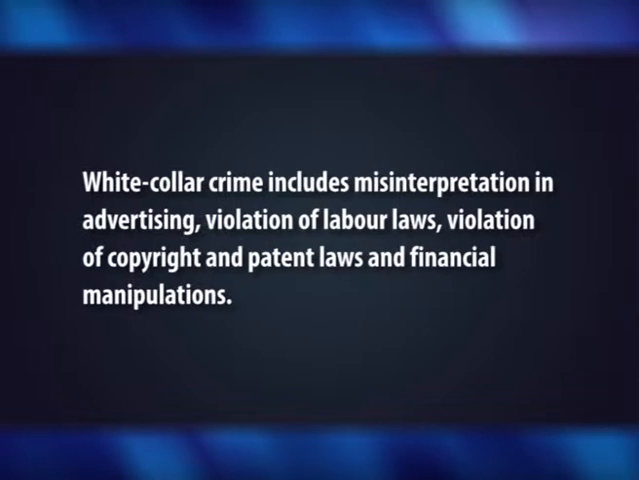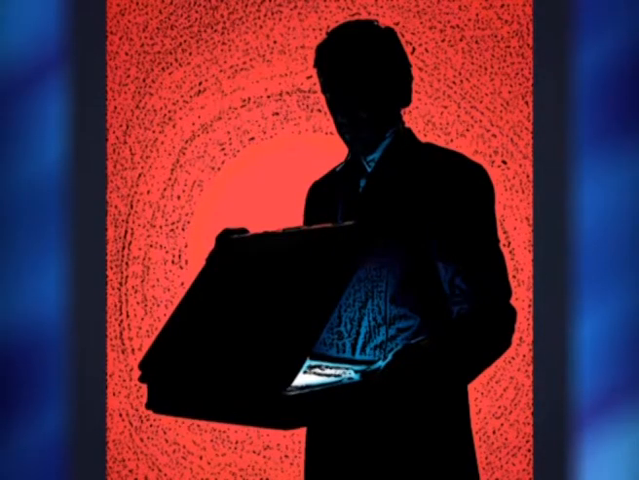White collar crime includes misinterpretation in advertising, violation of labor laws, violation of copyright and patent laws and financial manipulations. However, all crimes committed by high status people are not white collar crimes. The crime which is specifically job oriented, that is, which occurs during the course of a person's professional time, is attributed as a white collar crime. A rich businessman who criminally assaults his lady secretary commits a crime, but not an occupational crime, to be termed as a white collar crime.